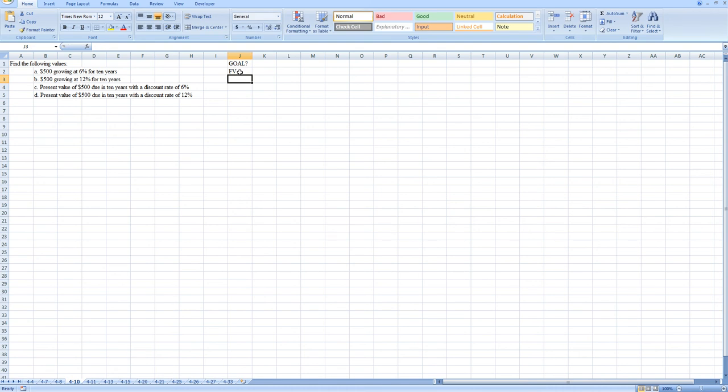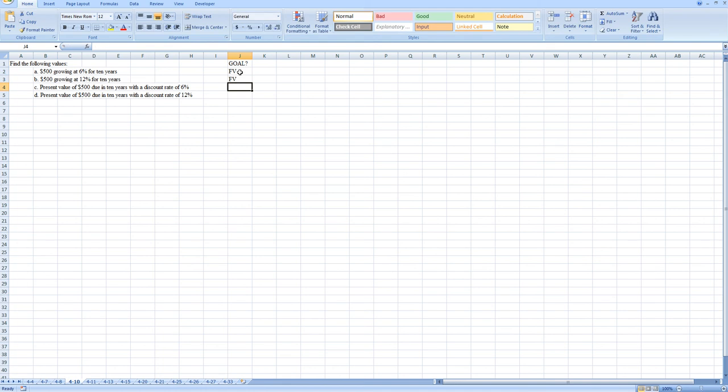Part B is phrased the exact same way as A, with the exception that the 500 will be growing at 12% instead of 6%. So we can also easily infer that this is also a future value.